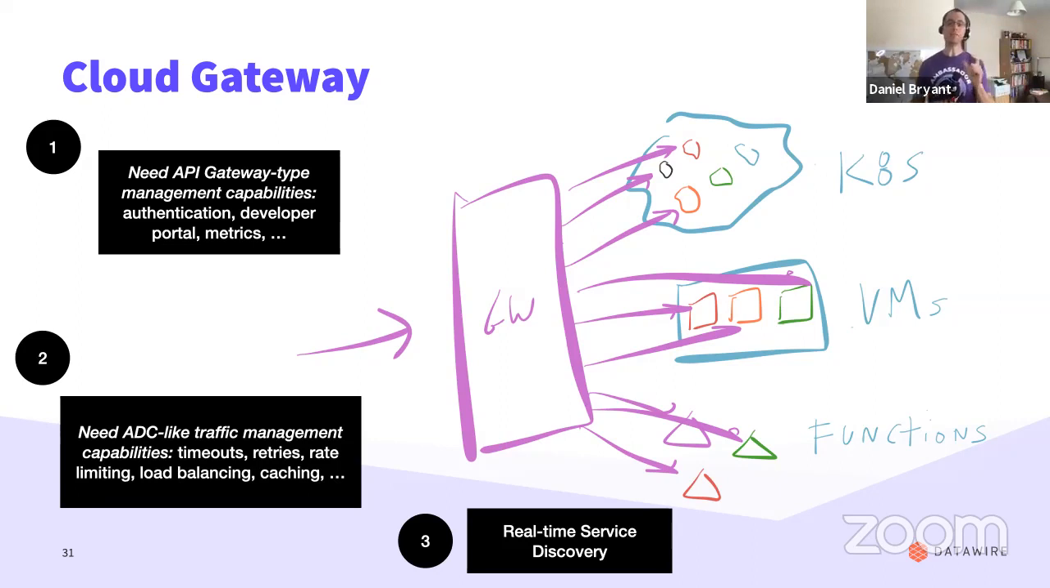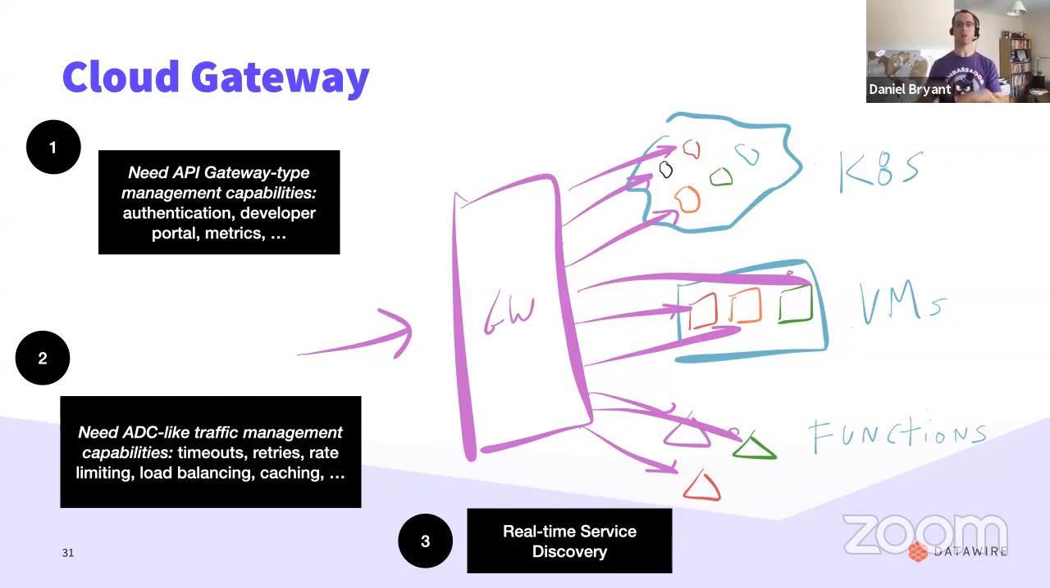Number three, you need that real-time service discovery. No longer can we say our API gateway is here and we know the IP address of this service is not moving. I'm sure many of you have used Kubernetes and so forth, and even in the cloud, you know that your IP address is constantly changing.